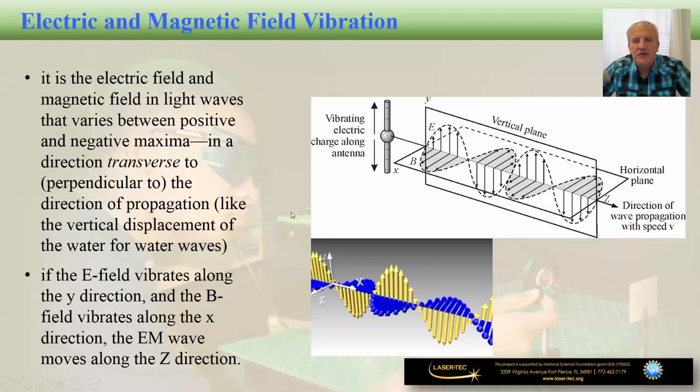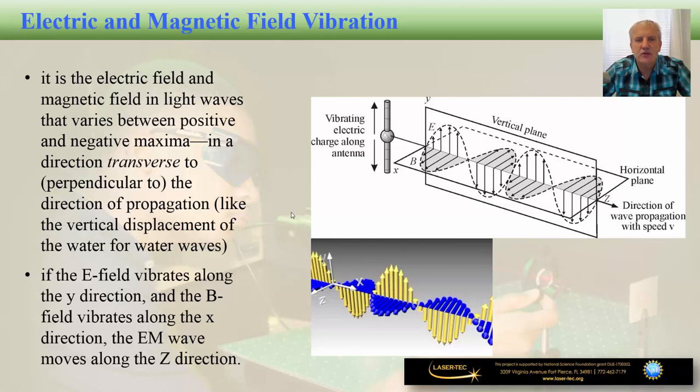Again, remember that in the case of a transverse wave, the quantities that are oscillating or vibrating do so in a direction perpendicular to the direction of propagation of the wave. We also have so-called longitudinal waves. In a longitudinal wave, the quantities vibrate in a direction that is parallel to the propagation of the wave. Longitudinal waves are, for example, sound waves.